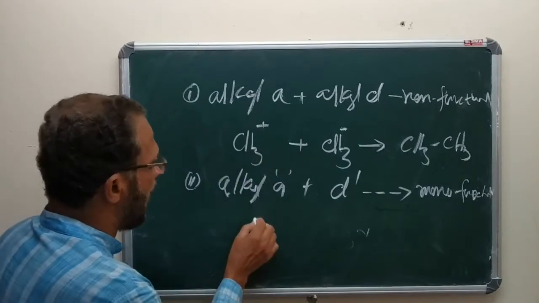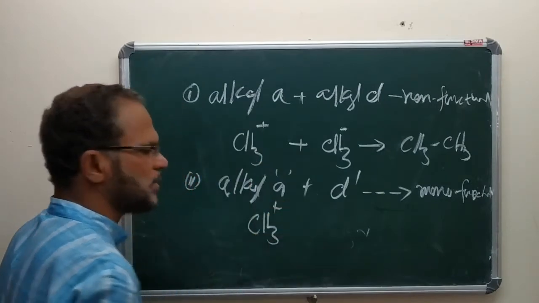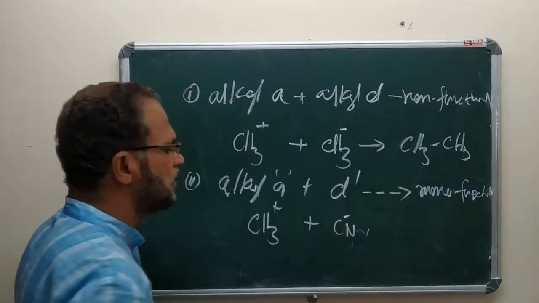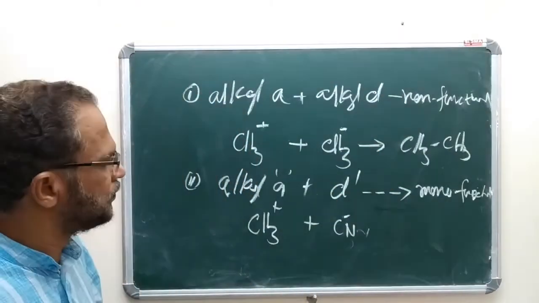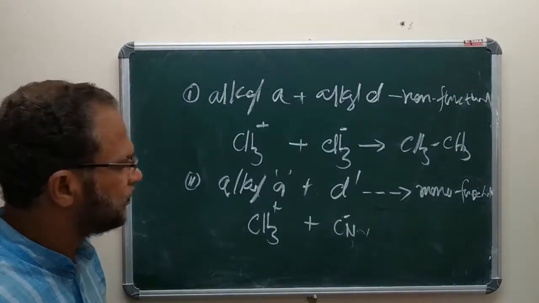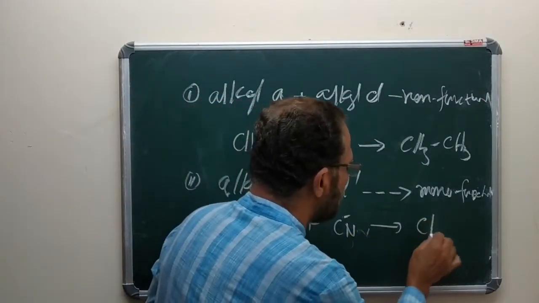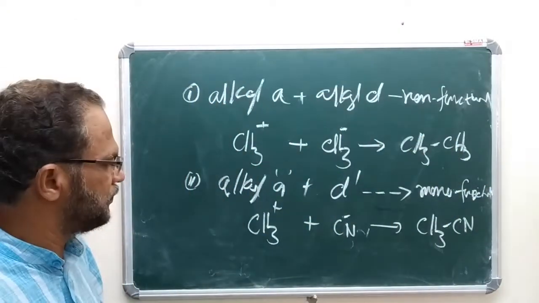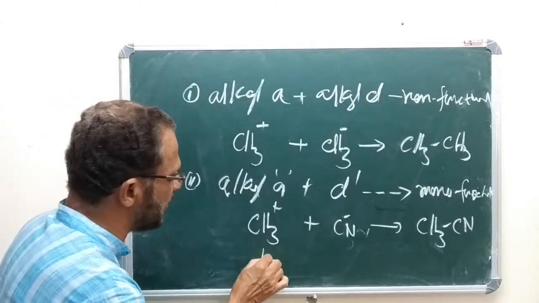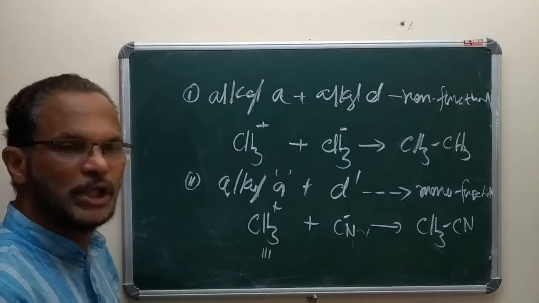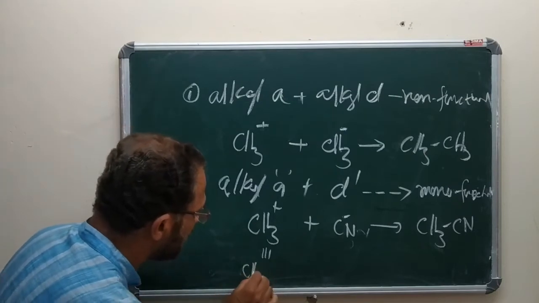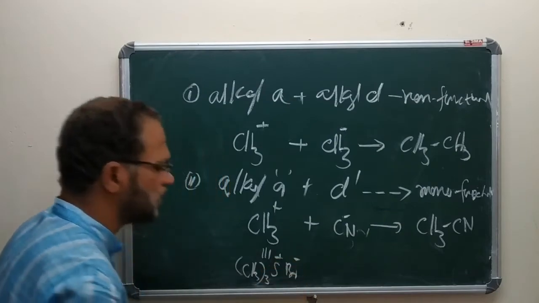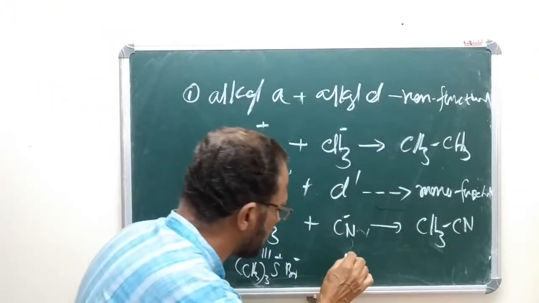For example, alkyl acceptor is CH3 plus, alkyl donor is Cl minus, alkyl D1 donor. Then this will produce a monofunctional molecule, methyl cyanide, and the corresponding reagents or synthetic equivalents are CH3 Br plus, and here it is potassium cyanide.